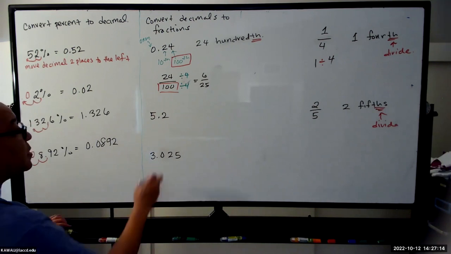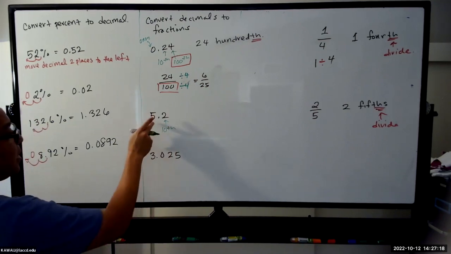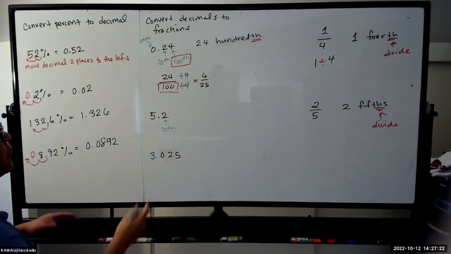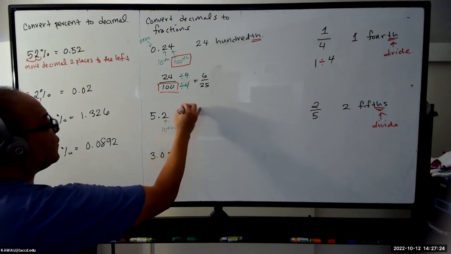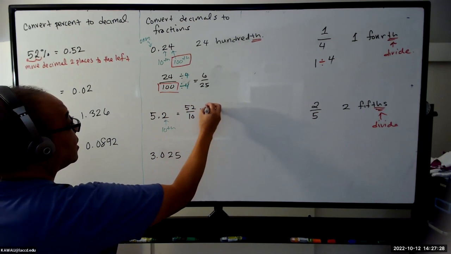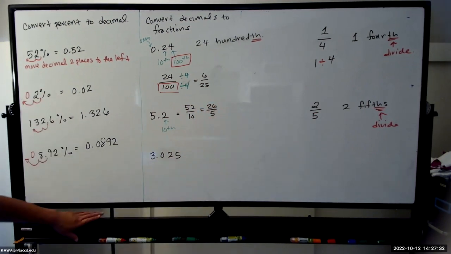So this is in the 10th place. Now we're only converting the fraction. Now, if you wanted to, you can go 52 over 10, and you can also then go 26 over 5. If you wanted to, that's fine. That is actually the correct number.